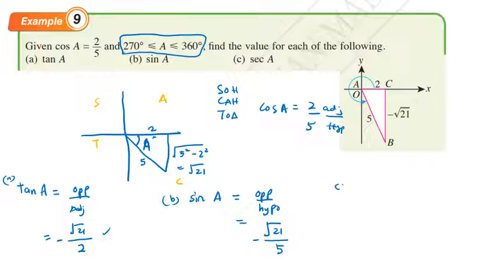Okay, C. Second A. Second A reciprocal of 1 over cos A. So, cos A you dah dapat tadi kan? Mana? Cos A 2 over 5. Masuk je lah dalam calculator dalam ni. Masukkan 2 over 5. So, bring up. So, you akan dapat 5 over 2.